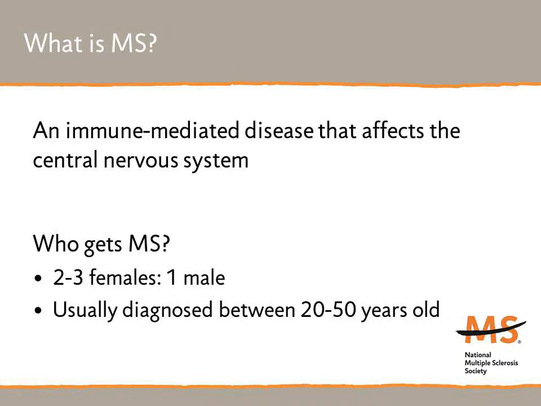The disease is thought to be triggered in people who are genetically susceptible to it by a combination of one or more environmental factors. Women are 2 to 3 times more likely to be diagnosed with the disease than are men. And while most people are diagnosed between the ages of 20 and 50, MS can appear in young children and teens as well as much older adults.